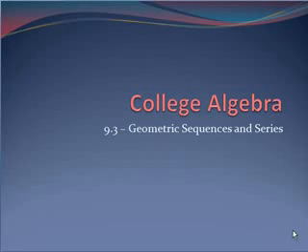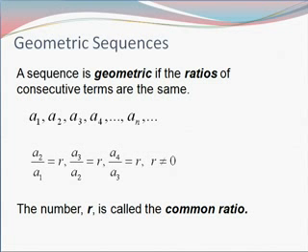In section 9.2, we focused on a special kind of sequence and series called an arithmetic sequence or an arithmetic series. Today, in section 9.3, we're going to look at geometric sequences and geometric series. So what does a geometric sequence look like? A sequence is geometric if the ratios of consecutive terms are the same. So with the arithmetic sequence, you were looking at differences. Now we're looking at ratios.